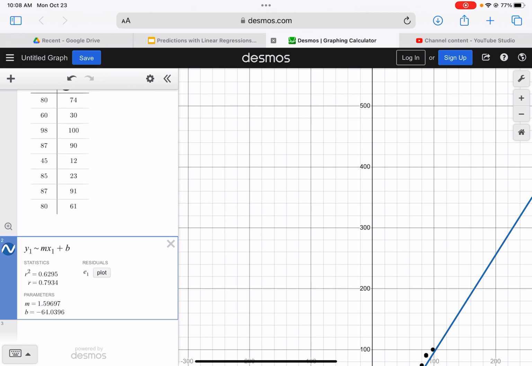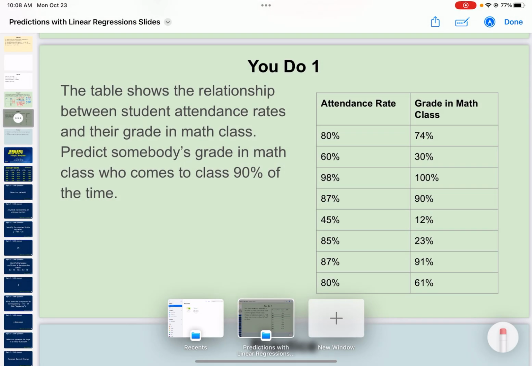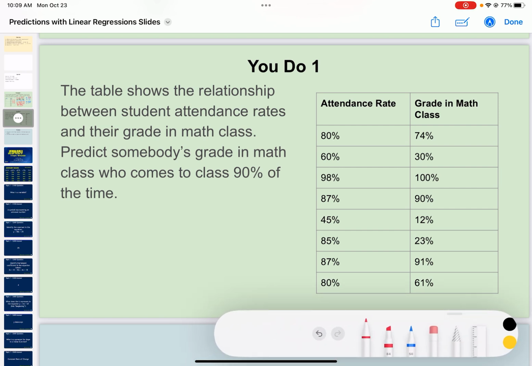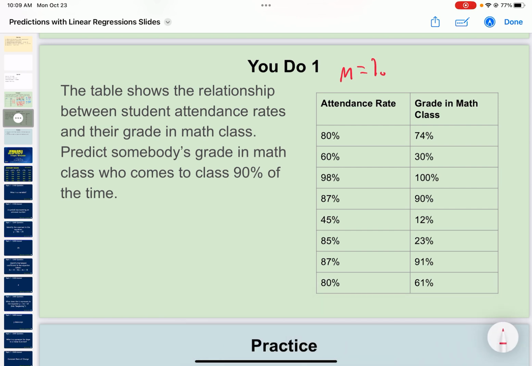I don't know what you rounded this to. You could have rounded the slope to 2. I think it's better to round this to 1.6. So we have a slope. I'm going to write up here so I have a little more space. The slope is equal to 1.6. B is equal to negative 64.